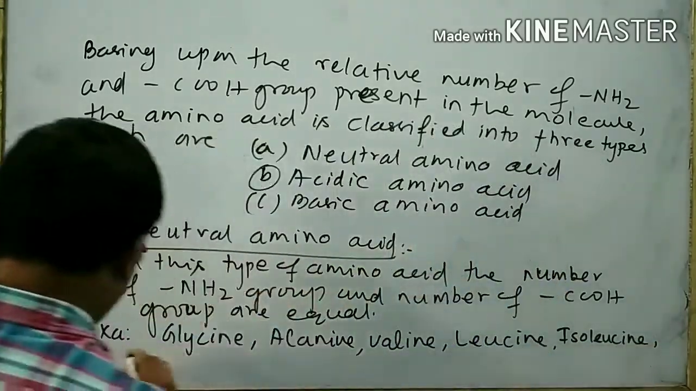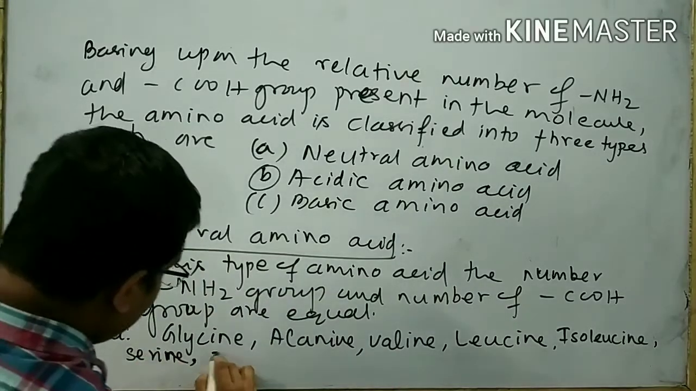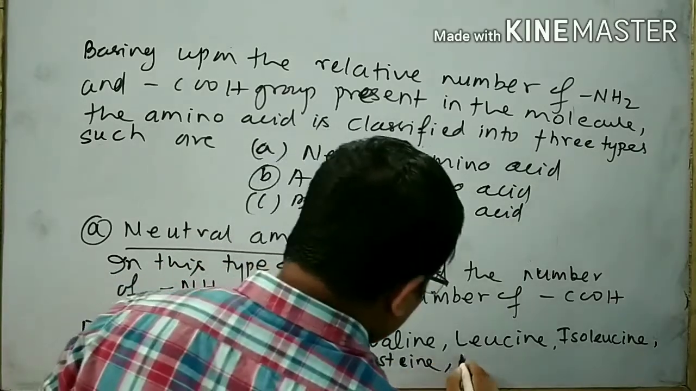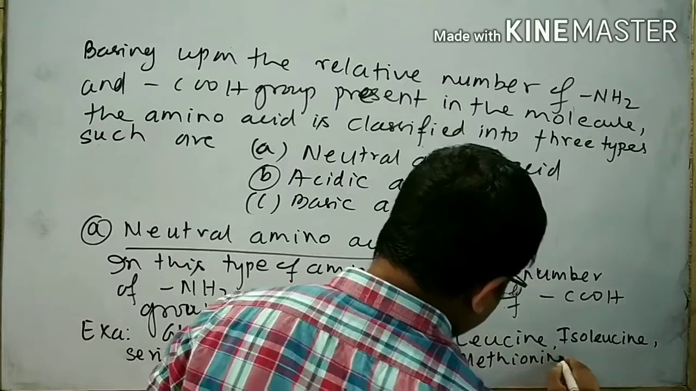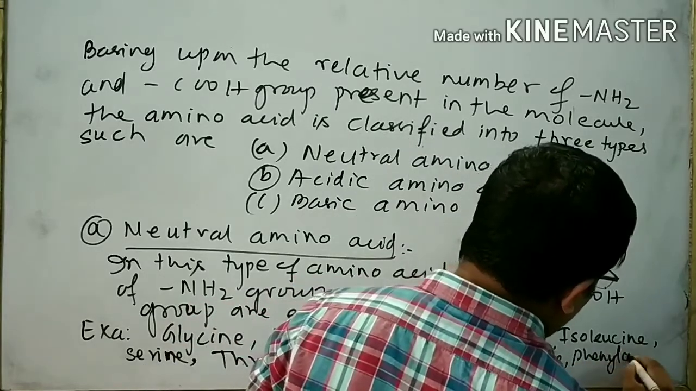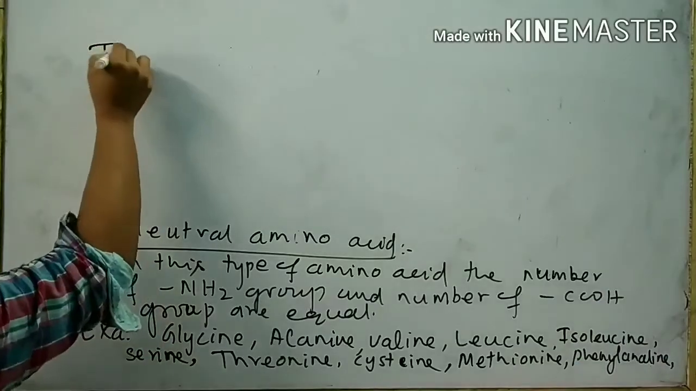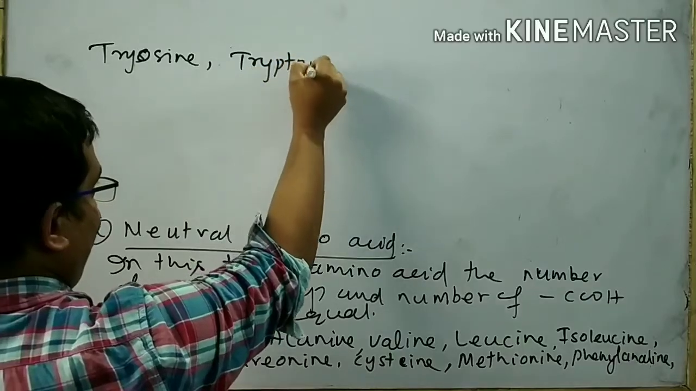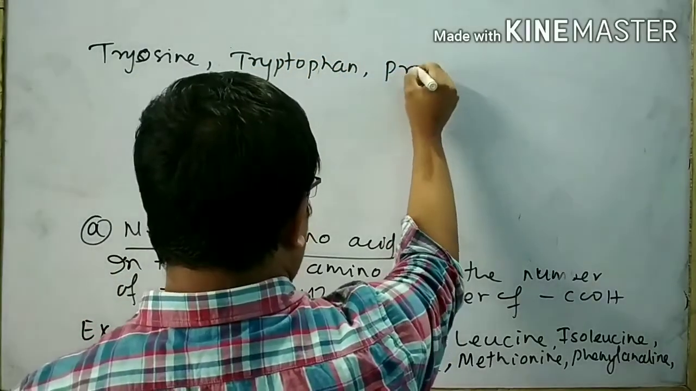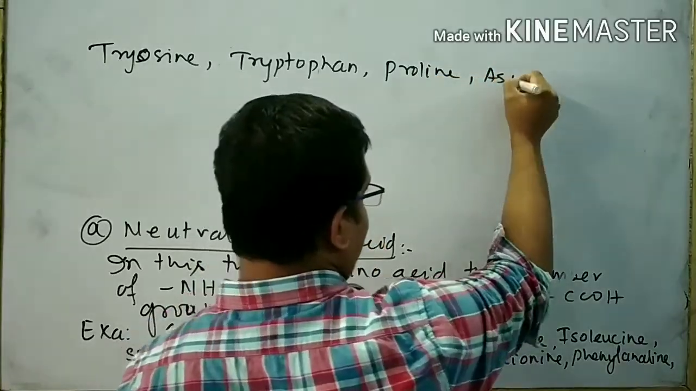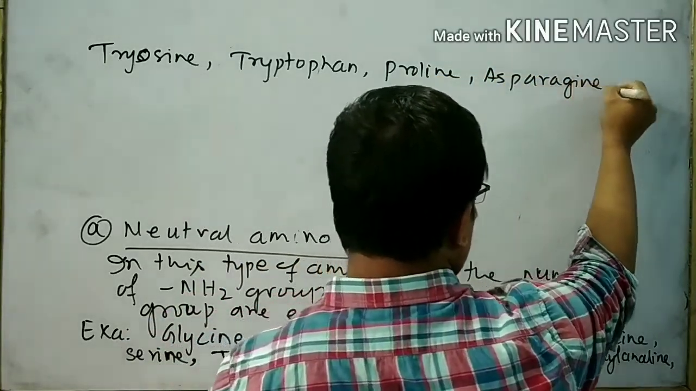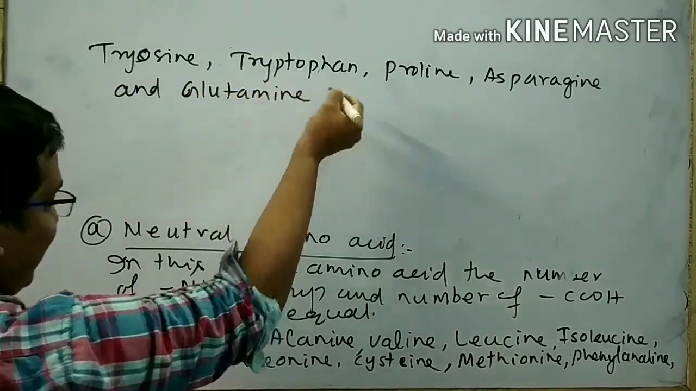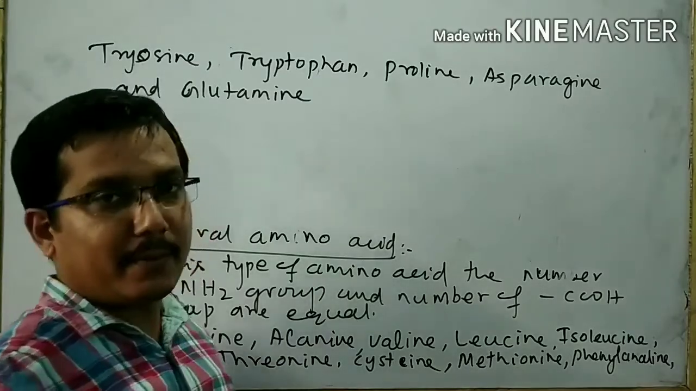isoleucine, serine, threonine, cysteine, methionine, phenylalanine, tyrosine, tryptophan, proline, asparagine, and glutamine. These are the examples of neutral amino acid.